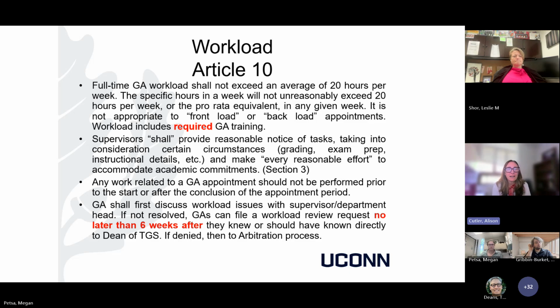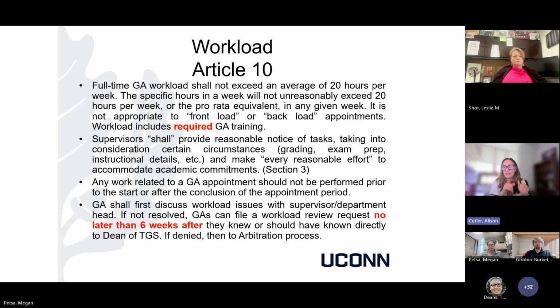Okay, so next, there's a workload review process. If a GA feels as though they're doing more work than they're supposed to be doing, so 20 hours a week, 15 hours a week, 10 hours a week, as we all know, it's an average amount of time. It can vary from week to week. But for international students, when classes are in session, they should never be working over 20 hours a week. But if a GA has a claim regarding their workload, this article should be followed.